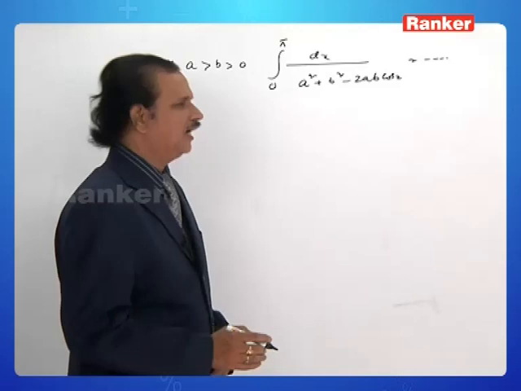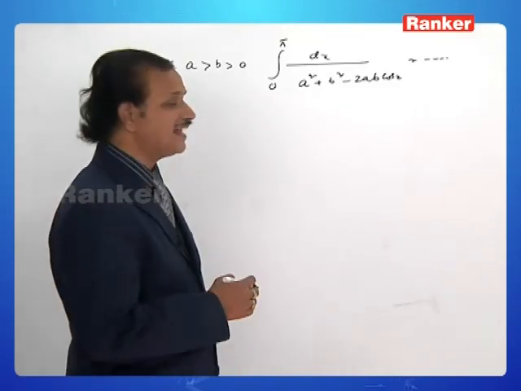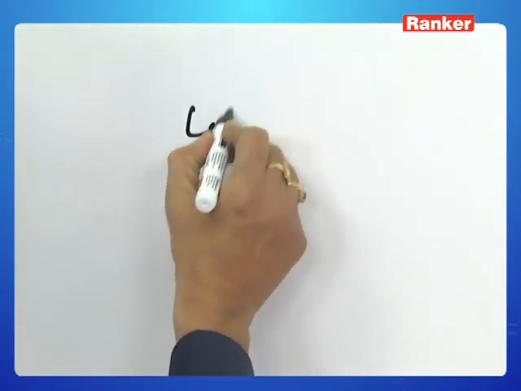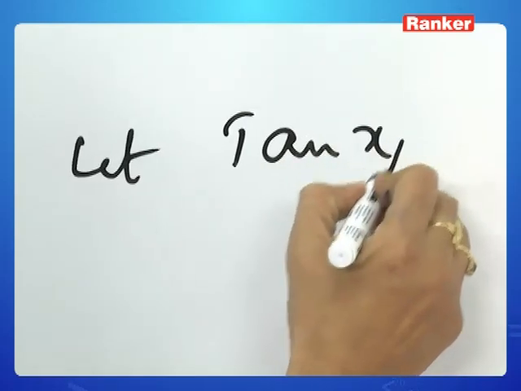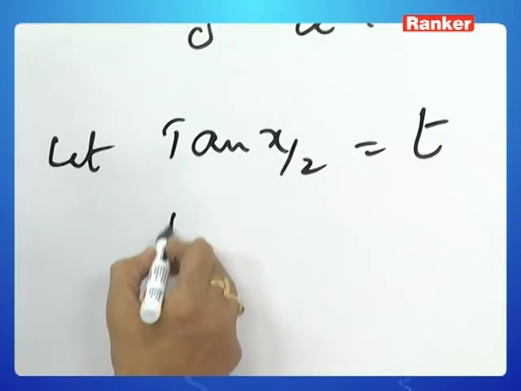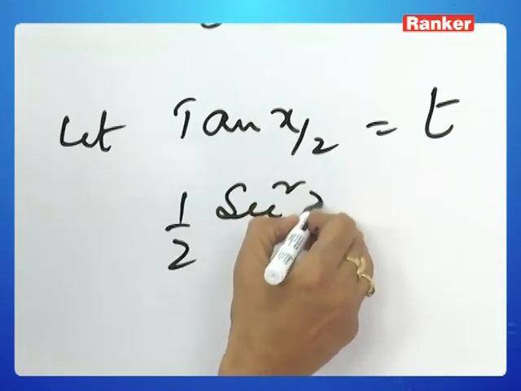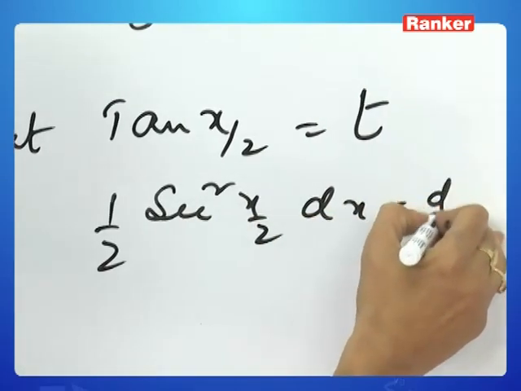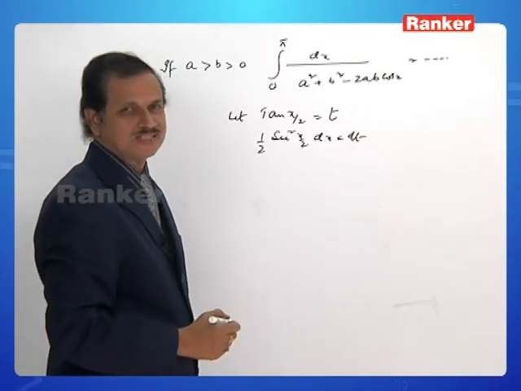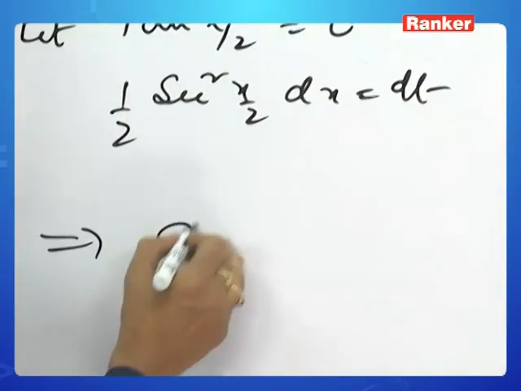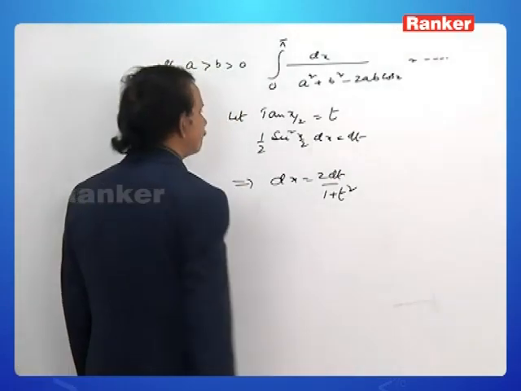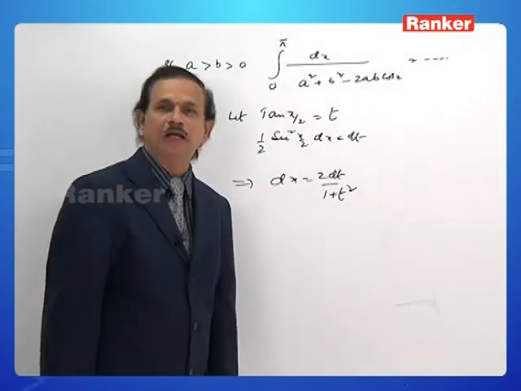You please observe, it is one of the standard models taking tan x by 2 is equal to t. Yes, let tan x by 2 is equal to t. Half into secant square x by 2 dx is equal to dt. But you see secant square x by 2 is nothing but 1 plus tan square x by 2, that is 1 plus t square. From that you can directly have dx is equal to 2 dt by 1 plus t square.